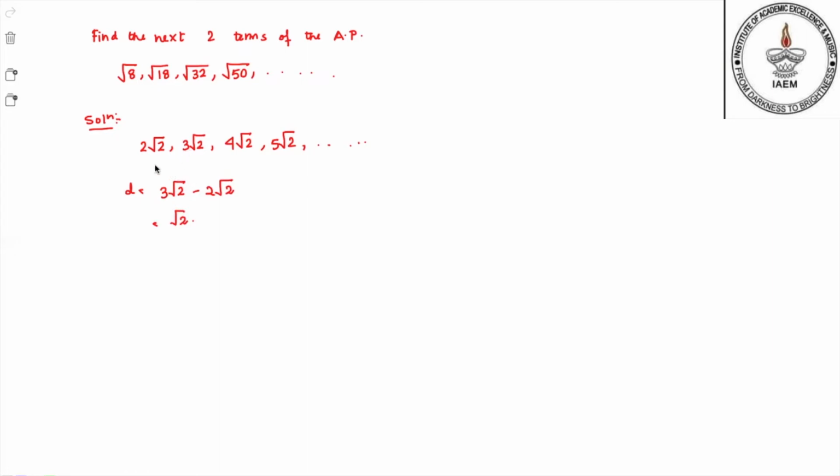So if we know the common difference, then the conventional method is to keep on adding, because each and every term is larger than the other term. So the conventional method would be 5 root 2 plus root 2, which will be 6 root 2 for the next term. And then for the other term, it will be 6 root 2 plus root 2, which will be 7 root 2.